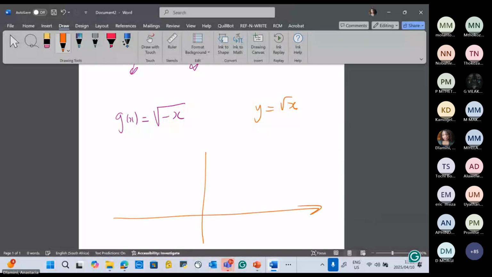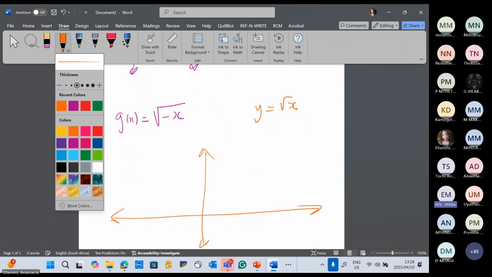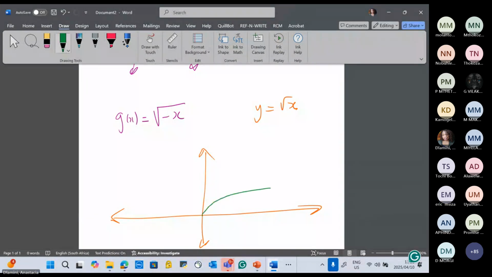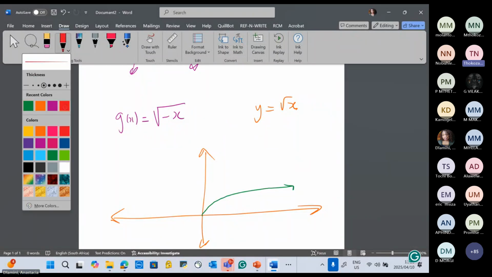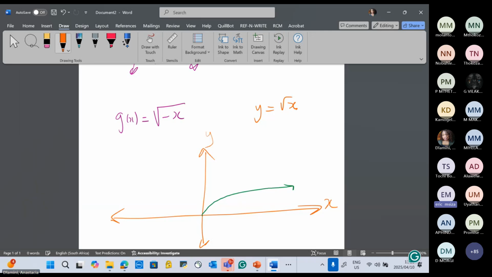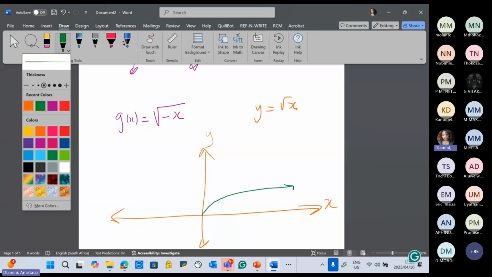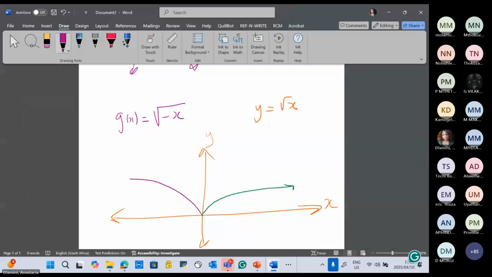How is it? It starts from, it bends in. Thank you. So it's like this. Do you see that? So where is the negative here, at x or at y? At x. So what am I reflecting? About your y-axis. Thank you. So about the y-axis, your graph will look like this.